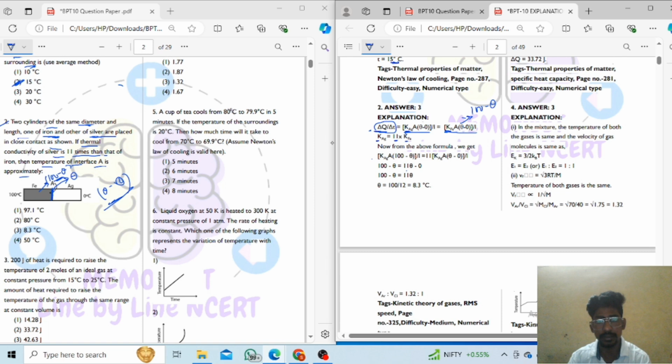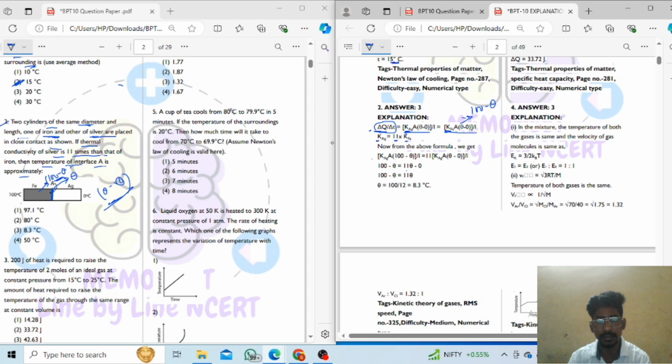Constant volume means the specific heat at constant volume is Cv and the specific heat at constant pressure is Cp. The relation between these two is Cp minus Cv equals R, as you already know, and Cp by Cv equals gamma. These two are the relations between Cp and Cv. At constant pressure, Q is given by the formula n Cp dT equals 200 joule, the mole number n is given as 2 mole, and del T is given as 10.